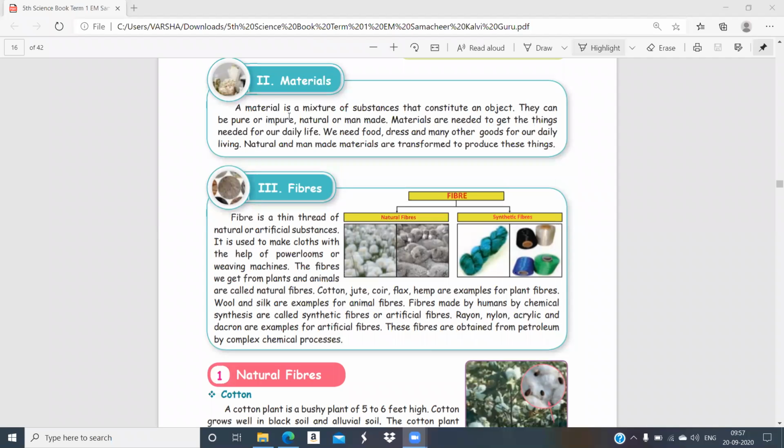Next we will learn material. What is material? A material is a mixture of substances that constitutes an object. They can be pure or impure, natural or man-made. Materials are needed to get the things needed for our daily life. We need food, rest, and many other goods for our daily living, natural and man-made. Materials are transformed to produce these things.